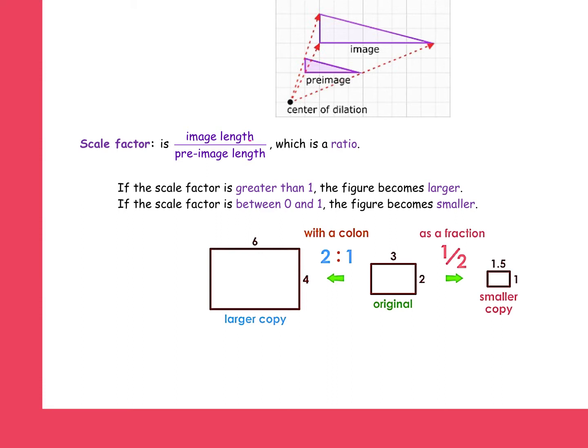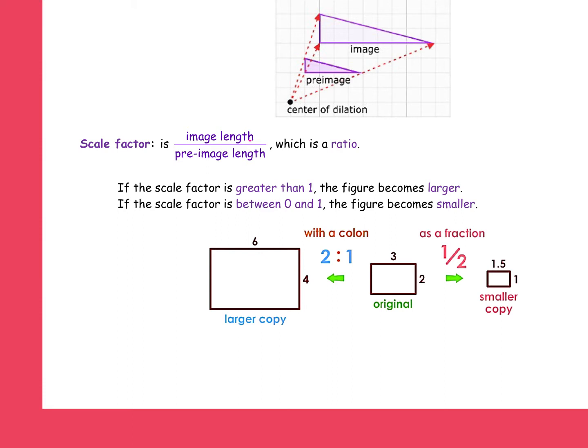So if it's in between 0 and 1, and there's an infinite number of numbers between 0 and 1, just so you guys know, it becomes smaller. Okay? And you can write your scale factor 2 different ways. I can write it with a colon.